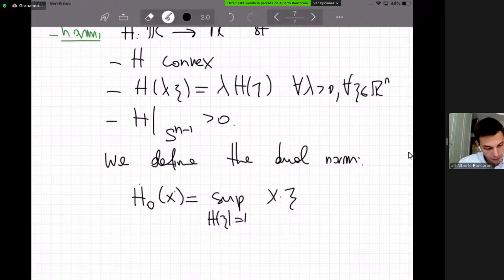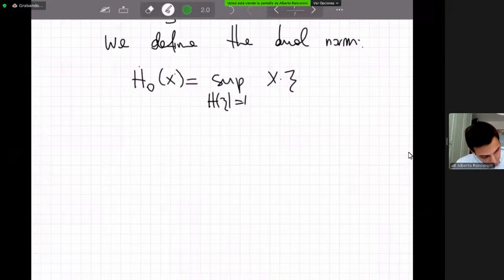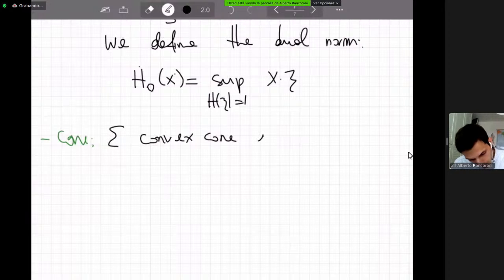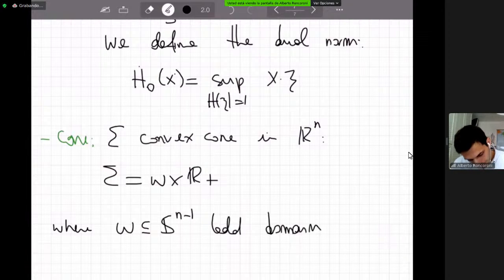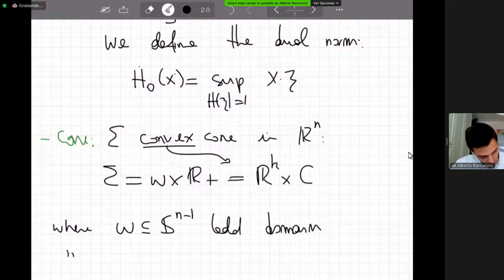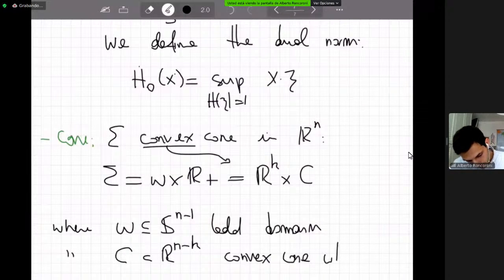What about convex cones? So consider a cone, sigma, a convex cone in R^n. A general cone in R^n can be seen as the product of omega times R plus, where omega is a domain inside the unit sphere, a bounded domain. This is the general definition of cones in the Euclidean space. But since the cone is convex, and here the convexity is important, this can be viewed as R^k times C, where C is in R^(n minus k), a convex cone with one vertex.